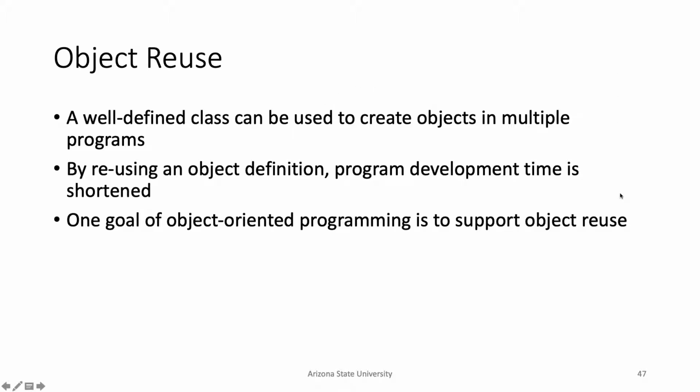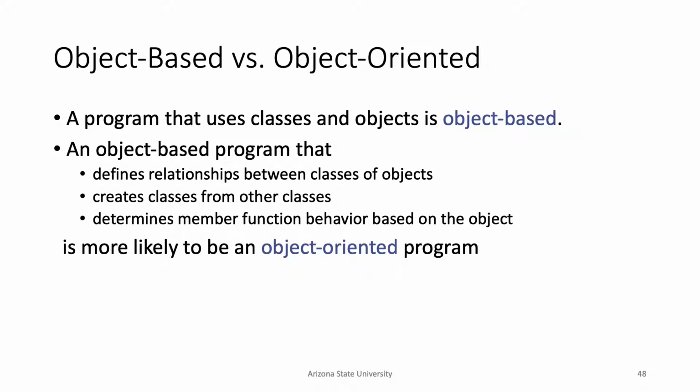So object reuse is, don't reinvent the wheel, essentially. Just have reusable components and not have to redo things that you already did. And then a program that uses classes and objects is called object-based because you're making objects and manipulating objects. And this is just putting a term to what we've been doing so far.